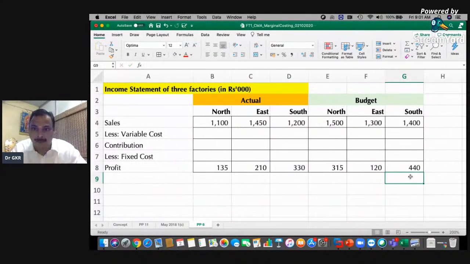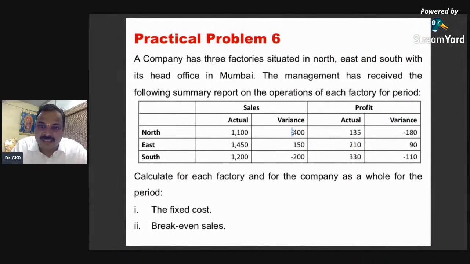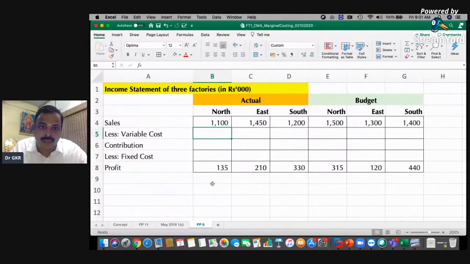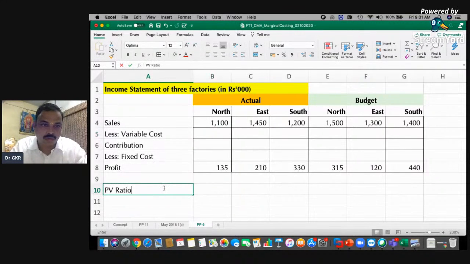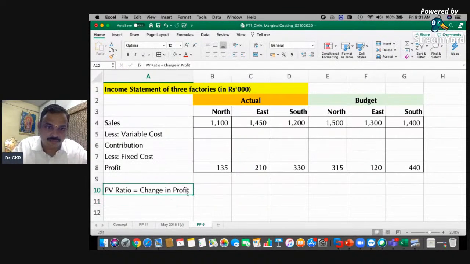This is very, very important. Technically, what is given to you is the change in sales and change in profit. So directly you can find the PV ratio. The change in profit by change in sales. Directly you can do it, so you will get the PV ratio very quickly. So what is your PV ratio? Your PV ratio is actually your change in profit divided by change in sales.